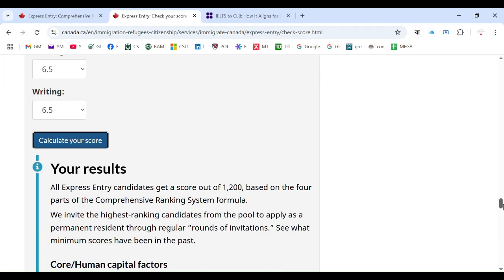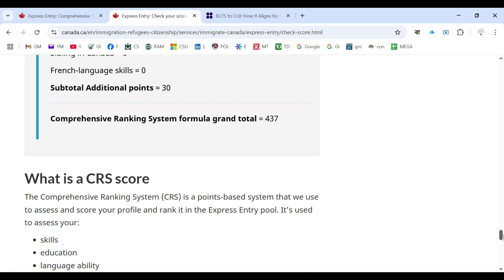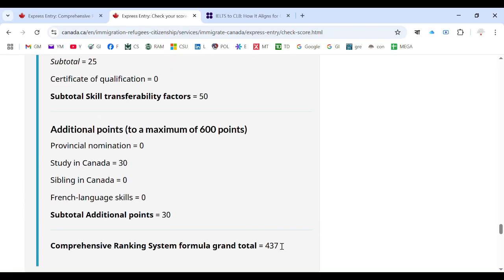So how much have you got? You have 437 points, which is a good score. But still, it may not be sufficient based on the draws. Like if the draw is 480 points minimum, then your points are not sufficient. But if the draw is like 430, then your points are sufficient. Okay, so it depends upon the draws.